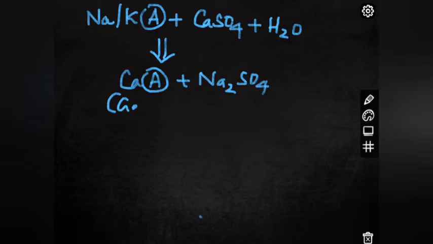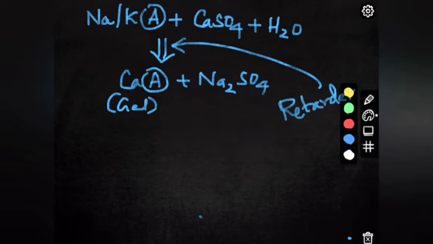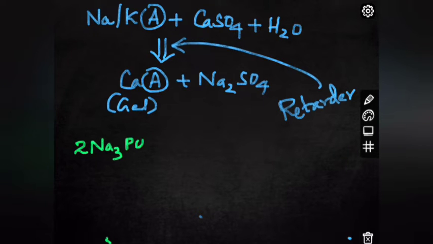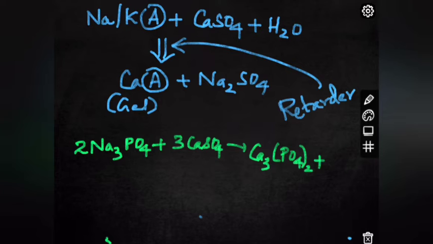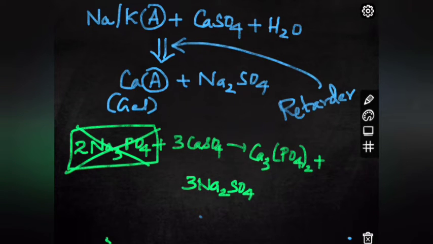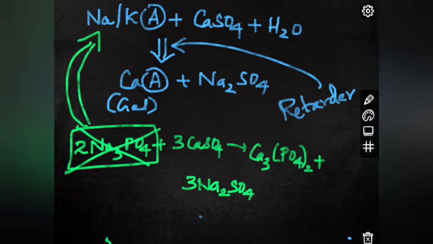Now this calcium alginate is the gel. So if we are adding a retarder, namely trisodium phosphate, what is going to happen is that the calcium sulfate will preferentially react with the retarder, and the reaction will get a slow start. That is, we get initial time to allow proper working with the material, and when the retarder is exhausted, calcium sulfate will go on to react with the sodium or potassium alginate, and thereby form the set material.